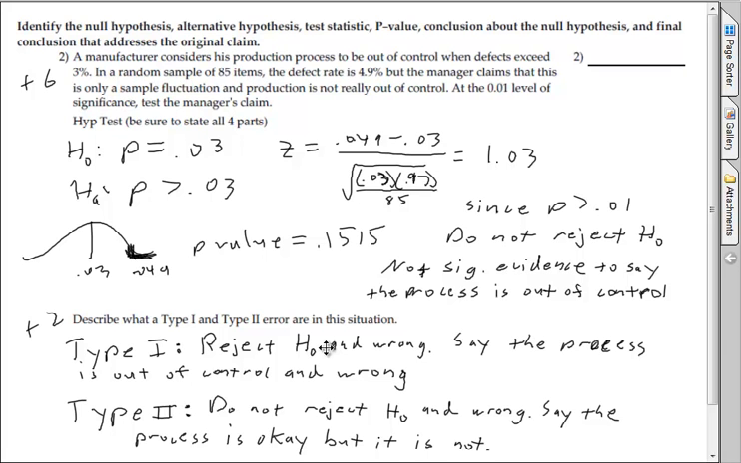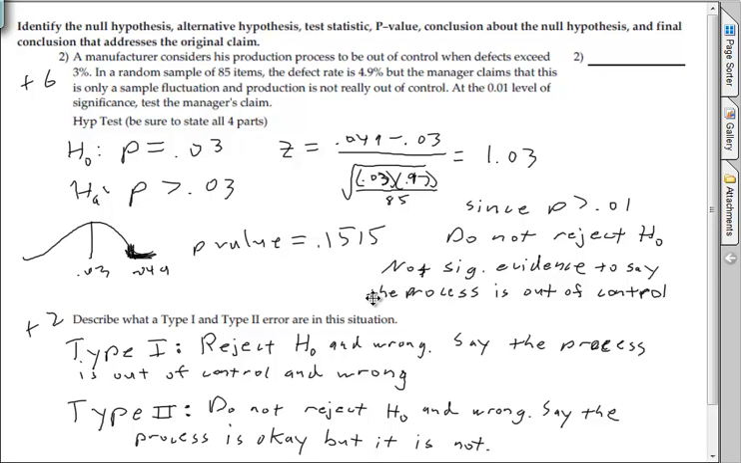I'll be a little more particular about that on the final. I tried to be forgiving. Sometimes you mess these up. Some people would say, okay, type 2, do not reject the null, and you're wrong. Say the process is okay, but it's really not. Sometimes you would flip-flop those. If the verbiage was right, I try to only take maybe 1 point off sometimes. Sometimes I have to take both points off. But in general, if you said reject and wrong, do not reject and wrong, I give you 1 point for that, but it needs to be in this situation.